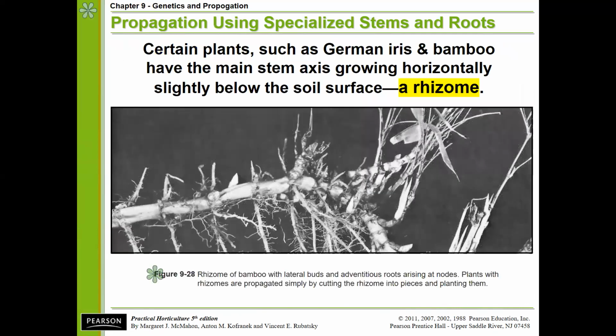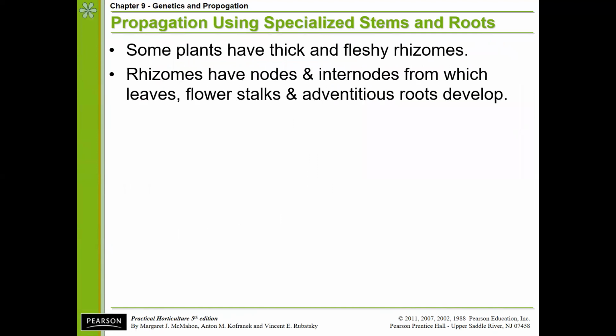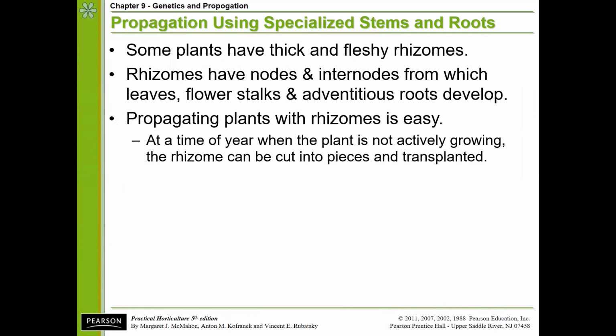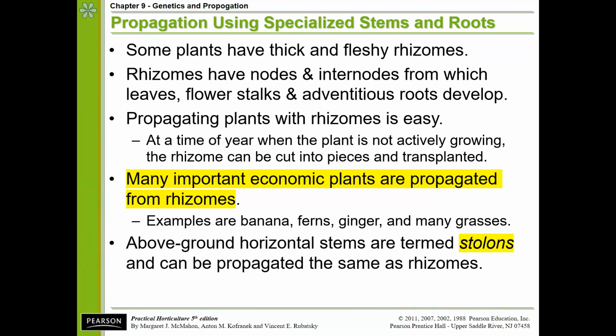Here's just an example, a picture of a rhizome here in bamboo, where as long as you have a root and a bud, just even a very small section of rhizome will give rise to a new plant. In some cases, we have thick and fleshy rhizomes. Other cases, they're more quirky, more difficult to cut through, more woody. Some of our economic plants that are propagated from rhizomes include bananas, ferns, ginger, and many grasses. Bamboo is a grass too, it counts as them.